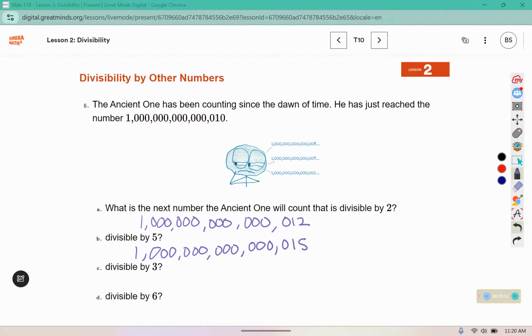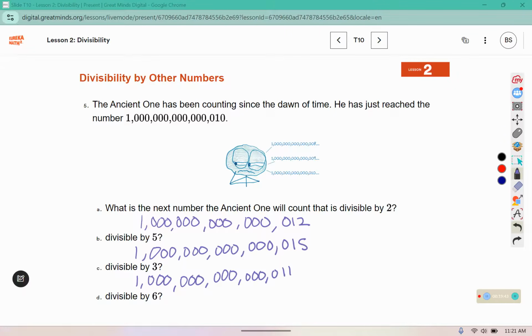How about divisible by 3? Right now I have 1 plus a bunch of zeros, plus 1 is 2. But to be divisible by 3, the sum has to be divisible by 3. So we need an extra 1 in here. That would be 1 plus 1 plus 1 is 3. So that is divisible by 3.